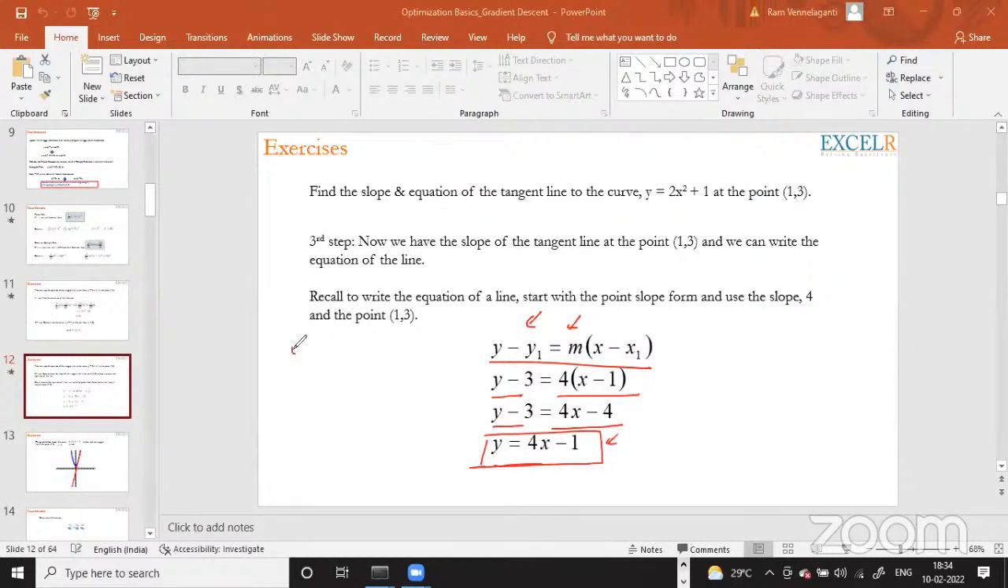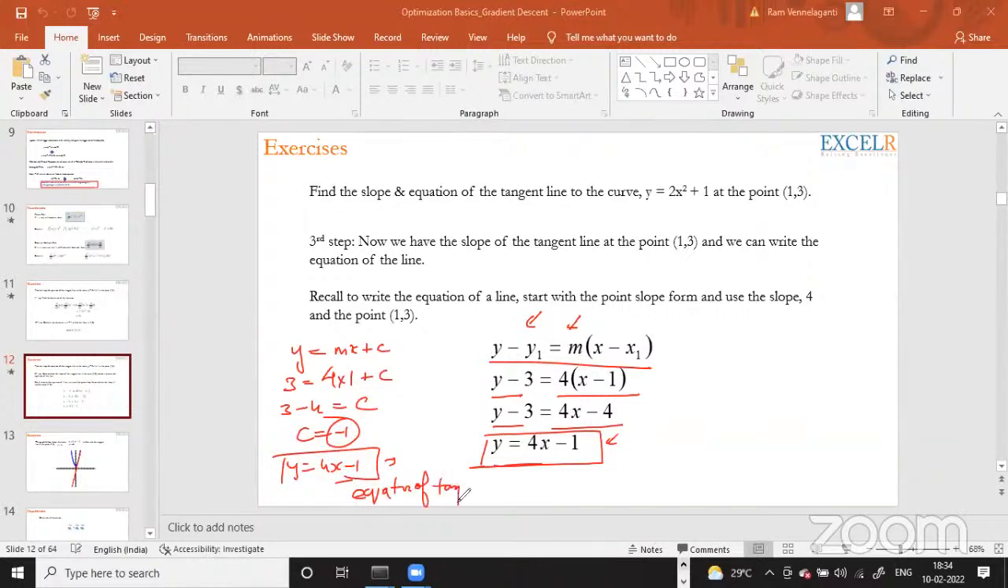Or you can use another simple formula, y is equal to mx plus c. And then what is the value of y? y is 3. What is the value of slope? 4 into 1. So 3 minus 4 is equal to c. What is the c value? Minus 1. So y is equal to 4x minus 1 is going to be the equation of your tangent line at point 1 comma 3. So this is what you are supposed to understand.